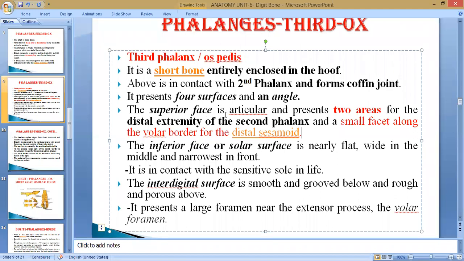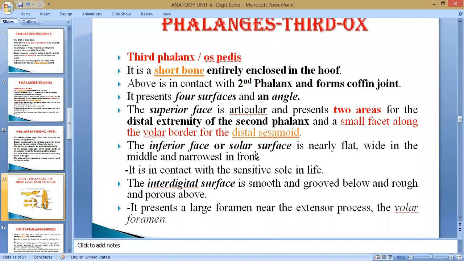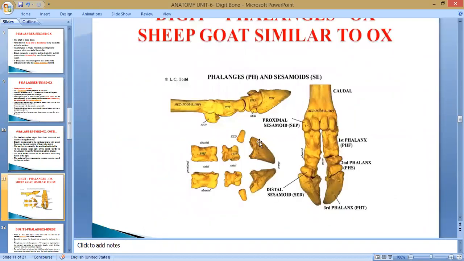superficial surface. This one is the superficial surface, proximally having an articular area for the tubercle of the second phalanx, and they come in contact with each other, forming a joint, that means the coffin joint. And behind that, this area, the volar surface of the superficial area, has this articular facet for the distal sesamoid bone. So this is clear up to this. I think this is clear.